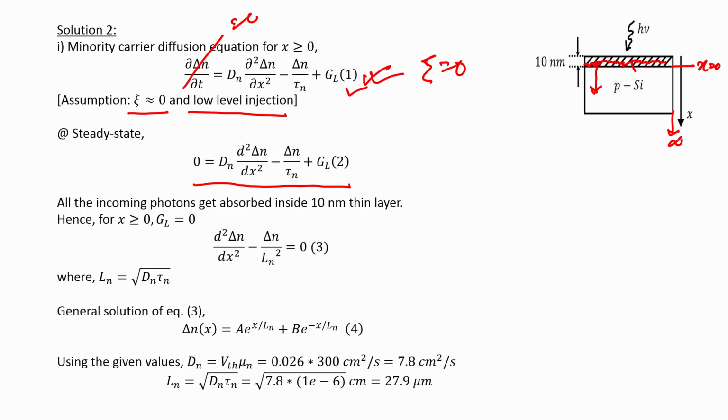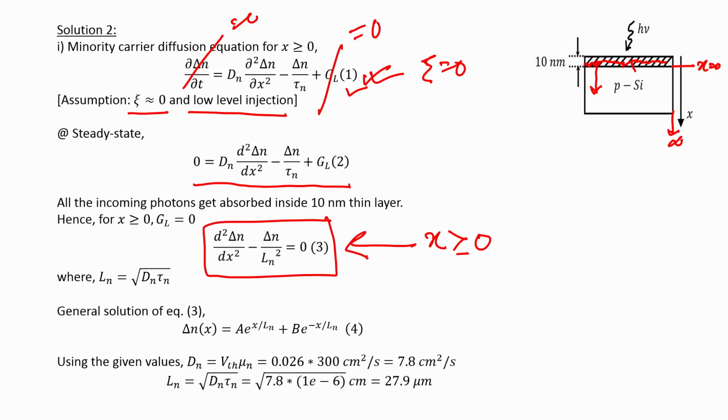The next reduction will come when considering the fact that there is no generation of electron hole pairs inside the bulk. So, beyond that 10 nanometer thin layer, that generation rate will become 0. So, this will again become 0 for x greater than equal to 0. So, for x greater than equal to 0, the minority carrier diffusion equation can be reduced to this final form: Dn d2 del n dx square minus del n by Ln square is equal to 0.